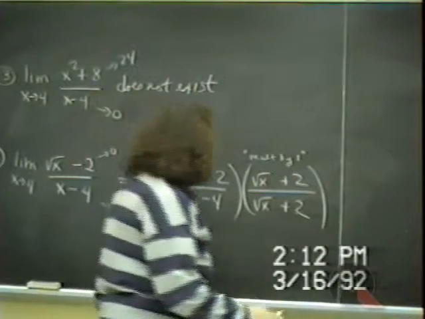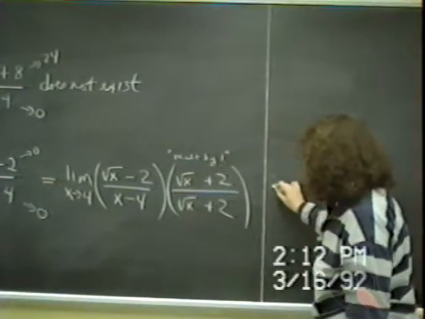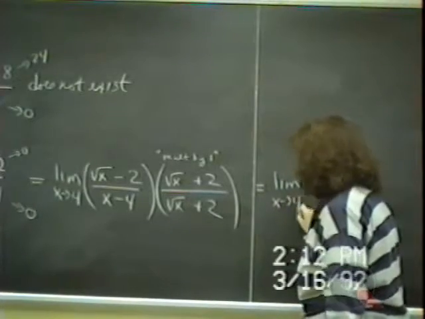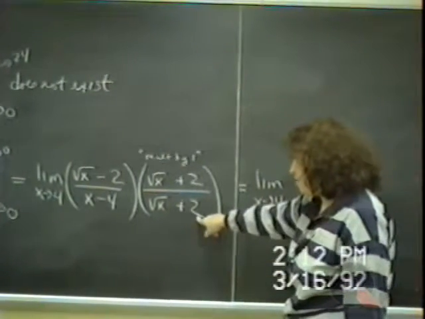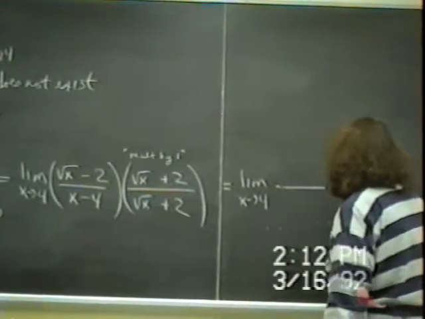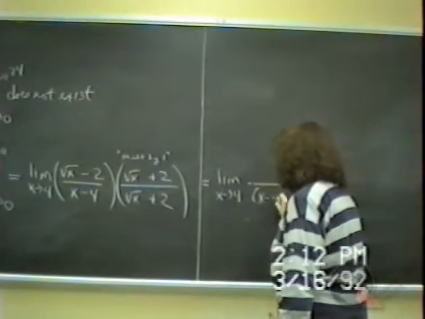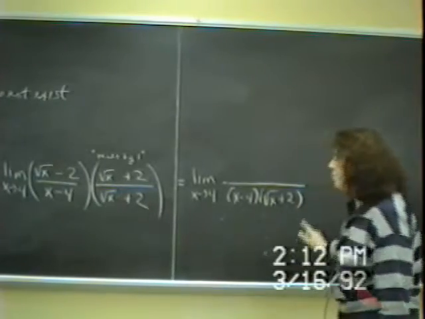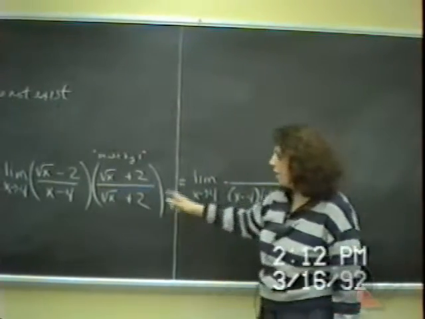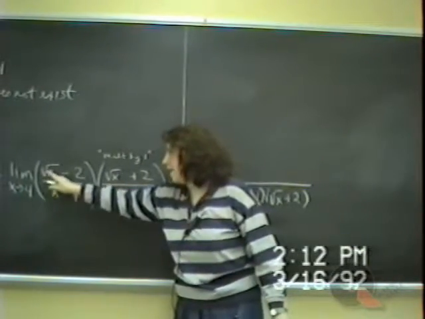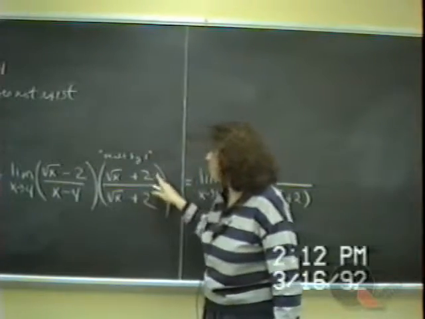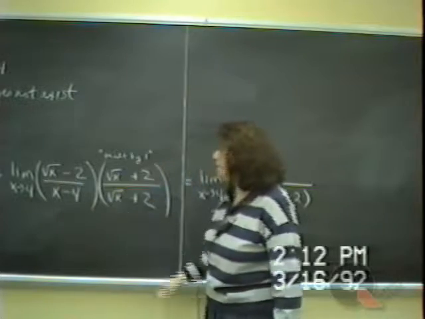Okay, let's see what we have here. This is the limit as x approaches 4. Now, the denominator is somewhat messy. It's x minus 4 times the square root of x plus 2. But the numerator has simplified. Here we have, say, a minus b times a plus b. If we multiply these two together, we'll get a squared minus b squared.